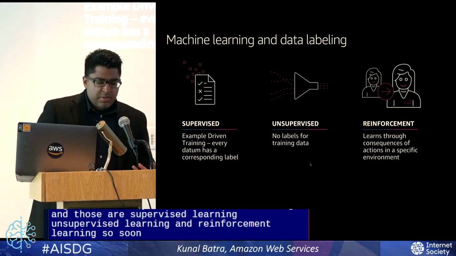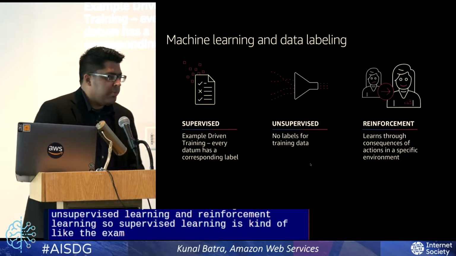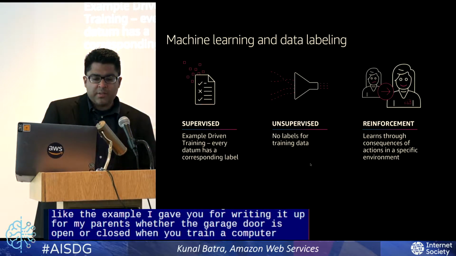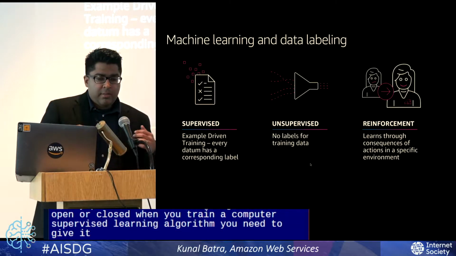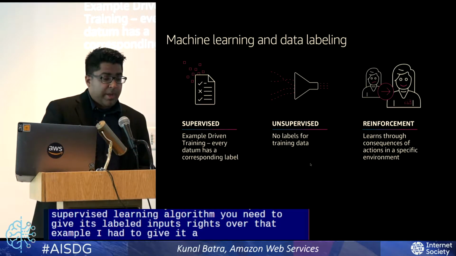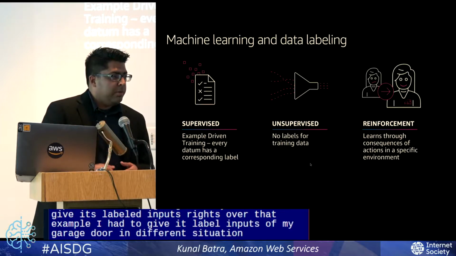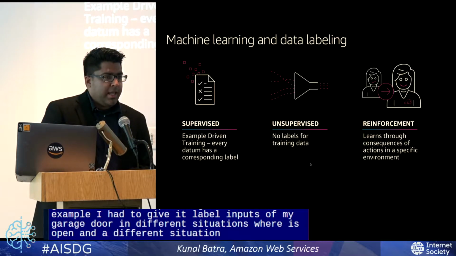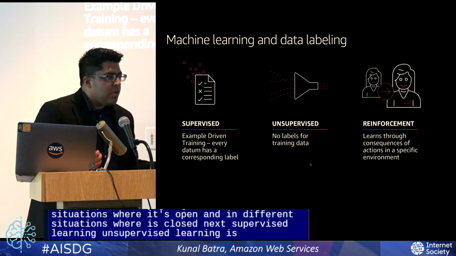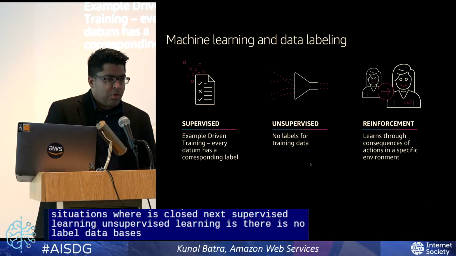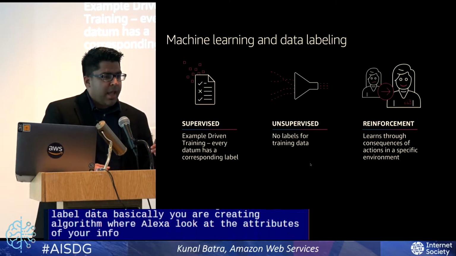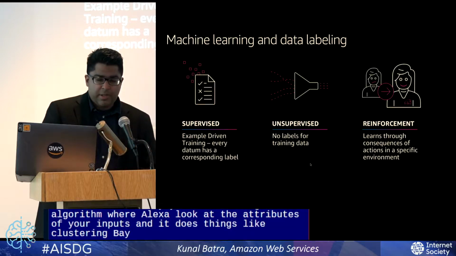Supervised learning is like the example I gave before, where I built that app for my parents to show whether the garage door is open or closed. When you train a supervised learning algorithm, you need to give it labeled inputs, right? So for that example, I had to give it labeled inputs of my garage door in different situations where it's open and in different situations where it's closed. And that's supervised learning. Now, unsupervised learning has no labeled data. Basically, you are creating an algorithm that looks at the attributes of your inputs, and it does things like clustering based on similarity.